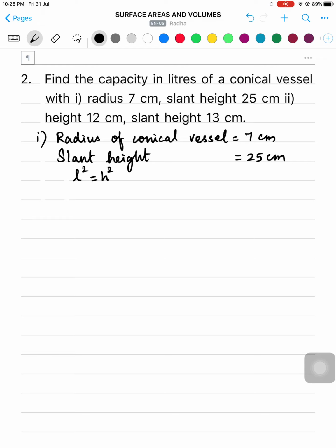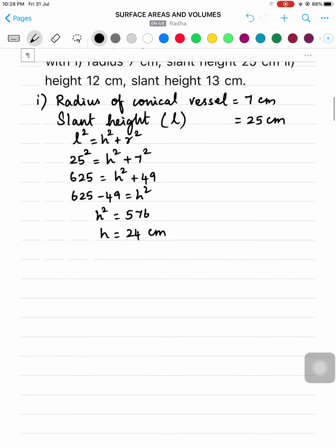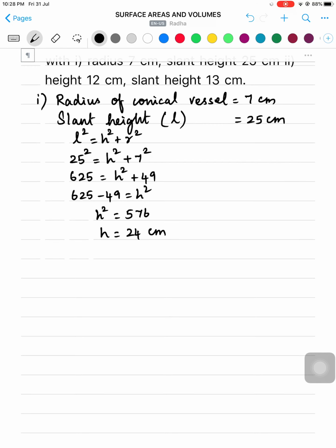You know the formula L squared is equal to h squared plus r squared. So, L is nothing but the slant height, h is the height and r is the radius. So, what is L given here? Slant height L is given as 25 centimeter. So, 25 squared is equal to h, we have to find, h squared plus what is r? 7 squared. So, 25 squared is 625 is equal to h squared plus 49. So, 625 minus 49 is equal to h squared. So, h squared is equal to 576. From that h is equal to 24 centimeter. So, we found the height of the cone as 24 centimeter.